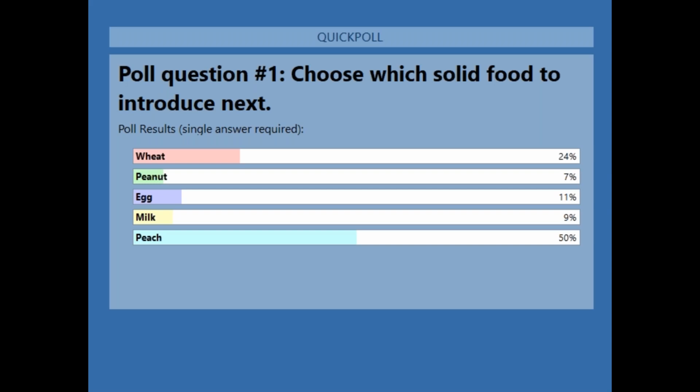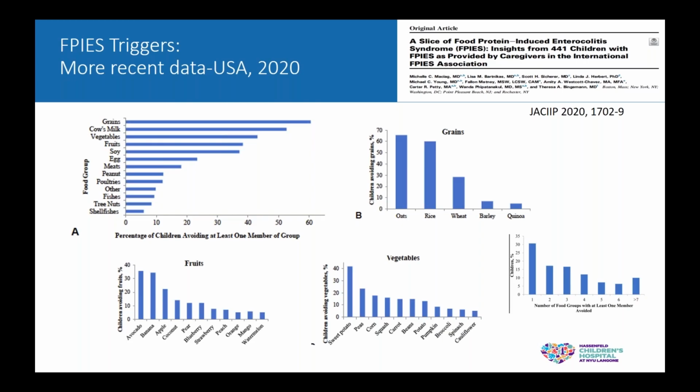All right, great. It will be a little convoluted, a long answer to that short question. But basically, any food can cause FPIES, similar to IgE-mediated food allergy. But the most common foods are grains, cow's milk, vegetables, and fruits. Among grains, oat and rice, followed by wheat, barley, and quinoa, are most common. Among fruits, avocado, banana, apple. Vegetables, sweet potato, peas, and corn.